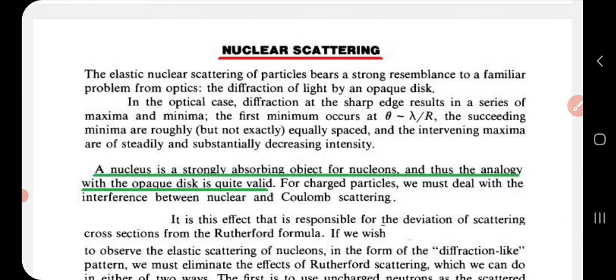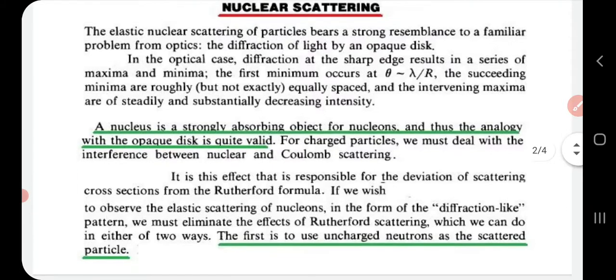In the optical case, we know diffraction at sharp edges results in a series of maxima and minima, and the first minima occurs at theta equal to lambda by R, and the next minima will be equally spaced, and maxima you can see in between. They are of steady and decreasing intensity. So a nucleus is a strongly absorbing object for nucleons, we all know that, and thus it can also be compared with that of an opaque disk.